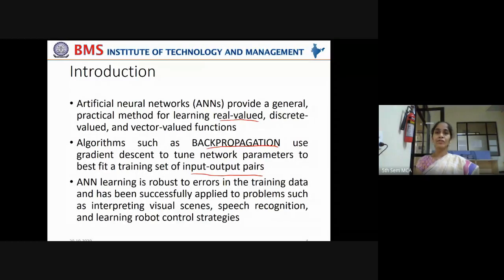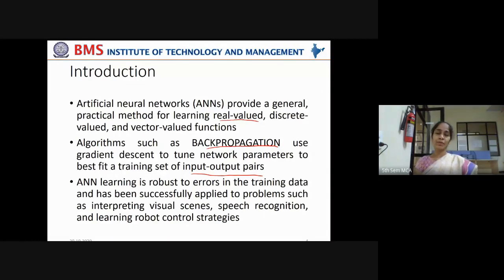When a person wants to climb down the mountain, or when a person wants to climb up the mountain, how does he take a decision? He takes a decision by taking his locally available solutions. In that, whichever is the best optimal solution, in that direction he moves to reach his destination, right? That is called gradient ascent or gradient descent. Okay, now algorithms such as backpropagation use gradient descent to tune these network parameters.